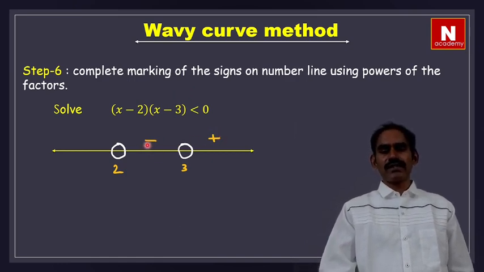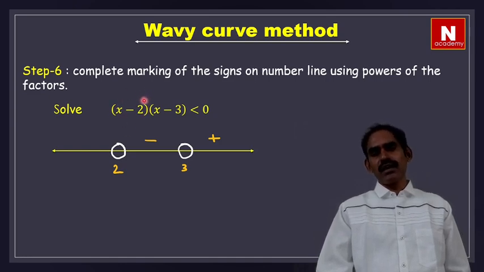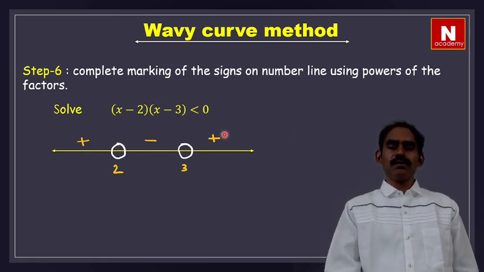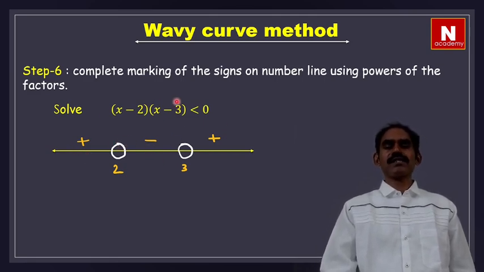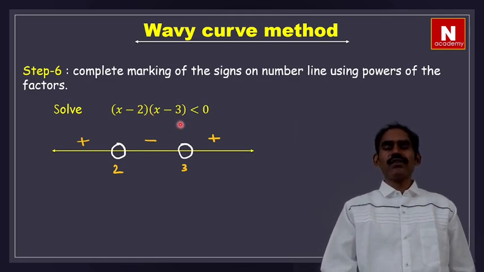Plus to minus. Next, observe the x minus 2 factor. The power of the x minus 2 factor is 1. Here 1 is odd. Therefore, minus also changes sign. So minus to plus. Marking the signs is completed: plus, minus, plus. It depends on the powers of the factors. If the power of the factor is even, there is no change in the sign.